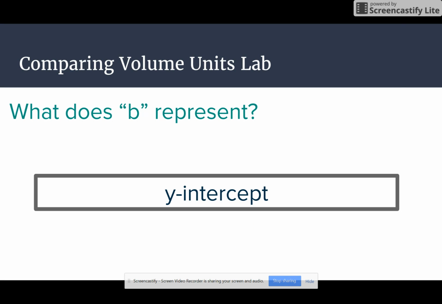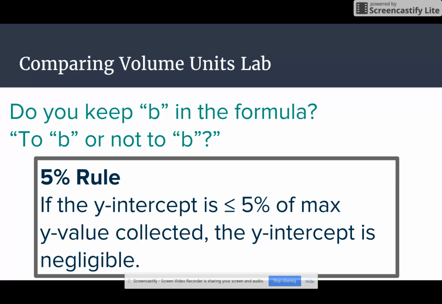The last variable within this formula is the b. B represents the y-intercept. One of the questions in the lab, the very last one in the conclusion to be specific, asks you whether you keep this value in your formula. So the question is to be or not to be. We use this thing called the 5% rule. In the 5% rule, if the y-intercept is less than or equal to 5% of the maximum y value collected, the y-intercept is negligible.